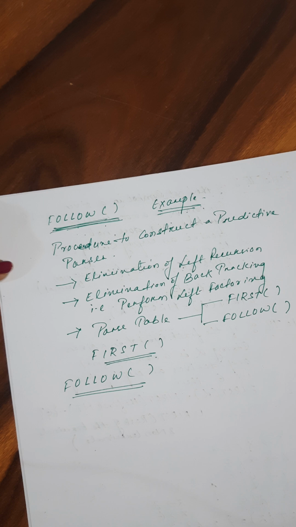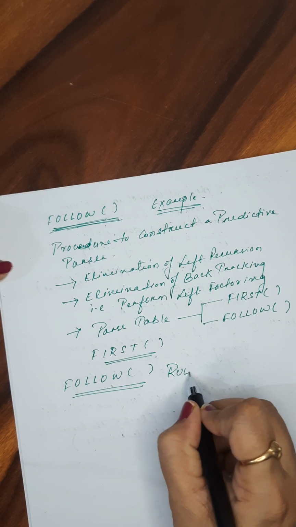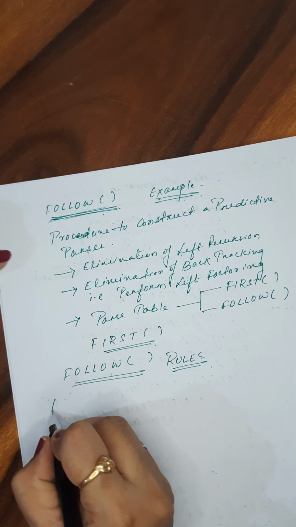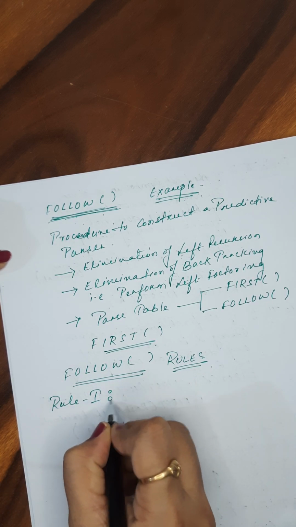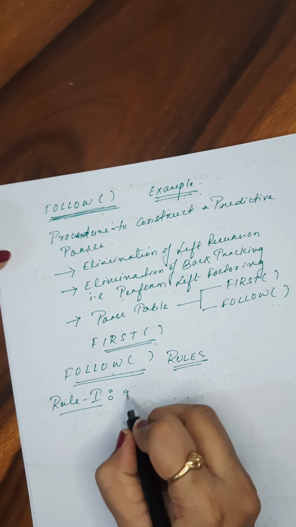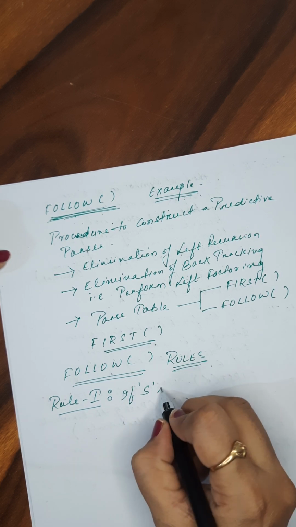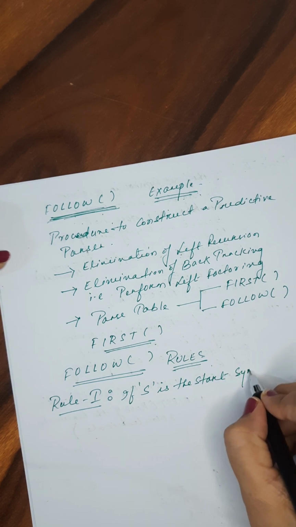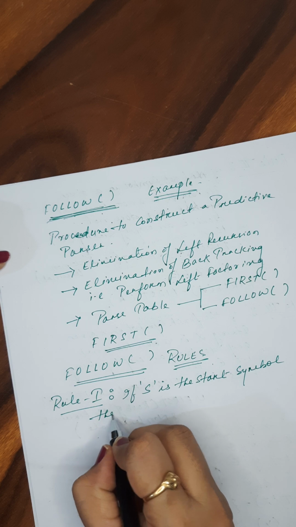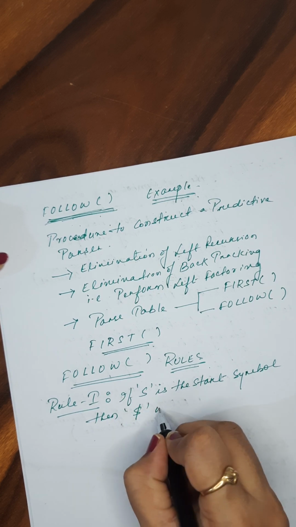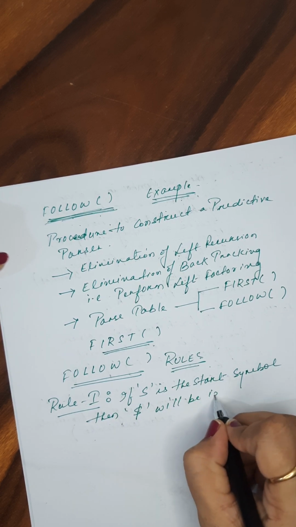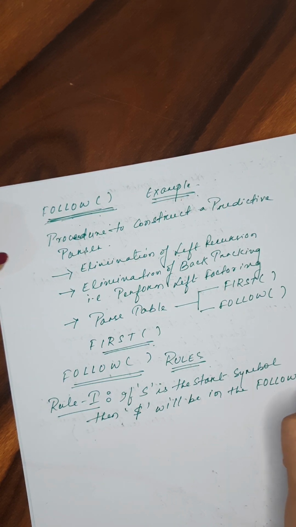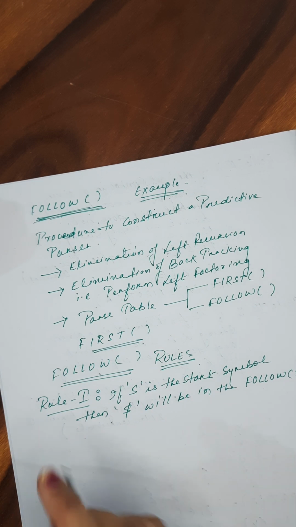First, we need to know what the rules are. Here also we have three rules. First comes rule 1. What does rule 1 say? Rule 1 says if S is the start symbol, then dollar will be in the follow of S. This is your first rule.